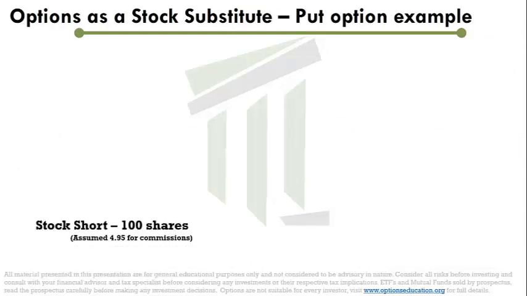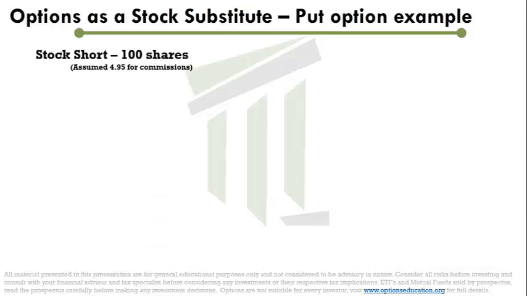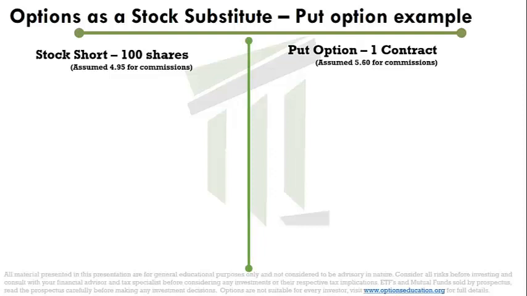So once again, comparing the two, apples to apples, shorting the stock or buying a put option. When shorting the stock, we'll assume $4.95 for commissions. When buying the put option, we'll assume $5.60 for commissions. Now, one thing we did not take into account in shorting the stock is the additional cost of margin. That has not been calculated, but that would certainly reduce the return on the shorting of the stock.